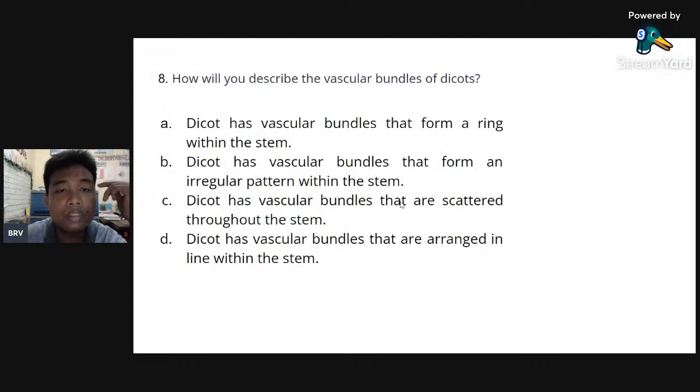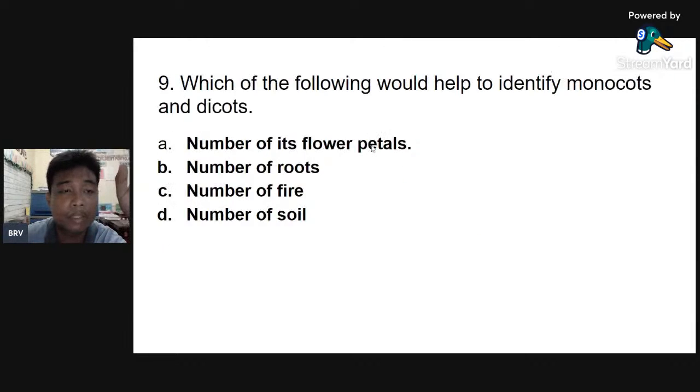Next, how will you describe the vascular bundles of dicots? Okay, dicot has vascular bundles that form a ring within the stem. So that is the vascular bundles of dicots. It forms a ring. Which of the following would help to identify monocots and dicots? So the number of its flower petals.